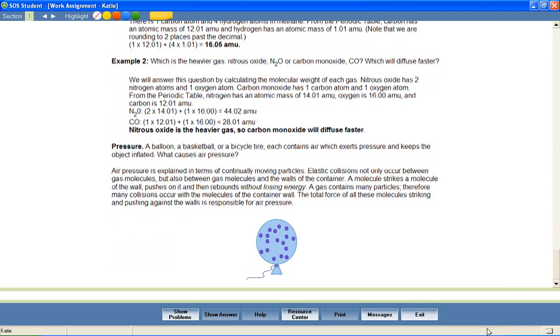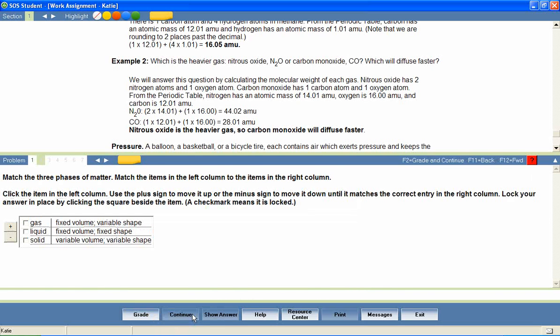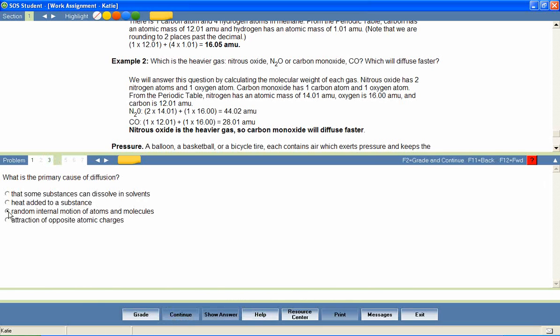At the end of the lesson, the student is presented with a series of questions that provide a review of lesson content. Questions are presented in a variety of formats, including matching, fill in the blank, multiple choice, multiple select, click and place, essay questions, and many more. 85 to 90% of student work is graded instantly by the program. Answers are automatically saved as the student works through the questions, and immediate feedback is given after each question has been answered.